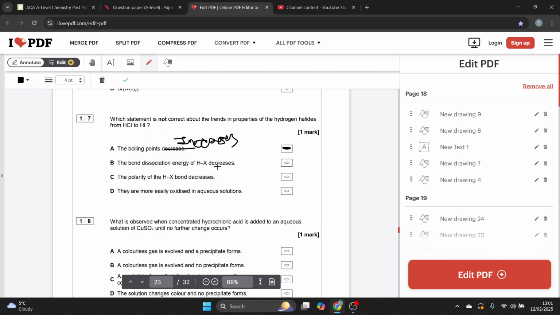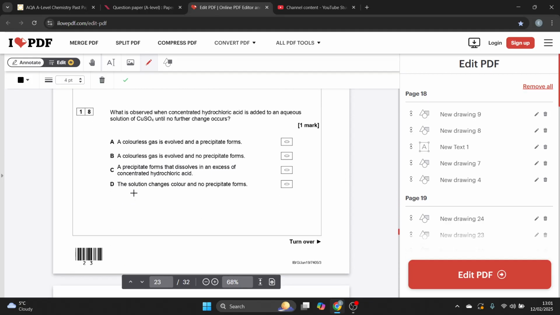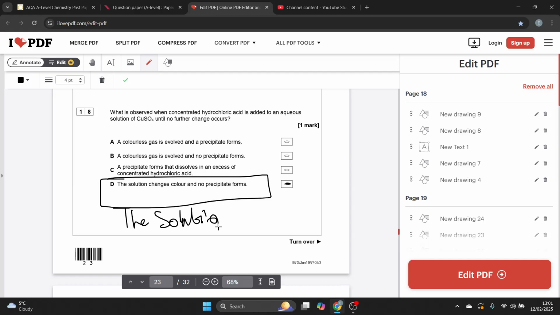The bond dissociation energy decreases, yeah. What was observed when concentrated hydrochloric acid is added to an aqueous solution of copper sulfate until no further change occurs? D. The solution changes and no precipitate forms. Question 18. D. Solution changes, no precipitate forms.